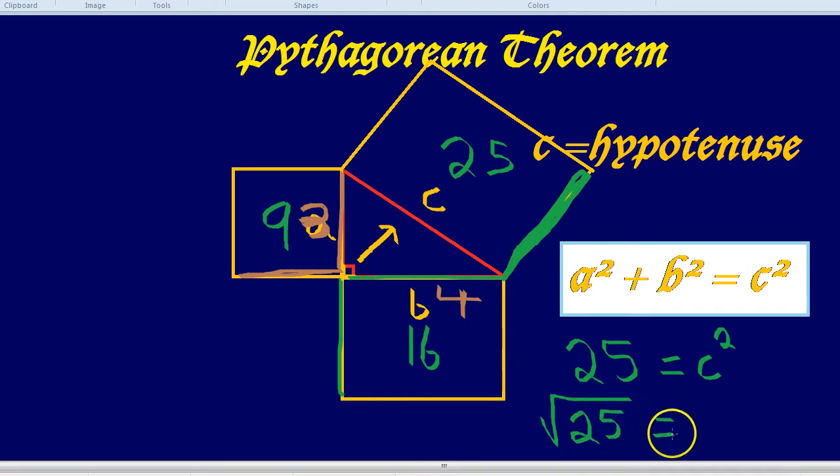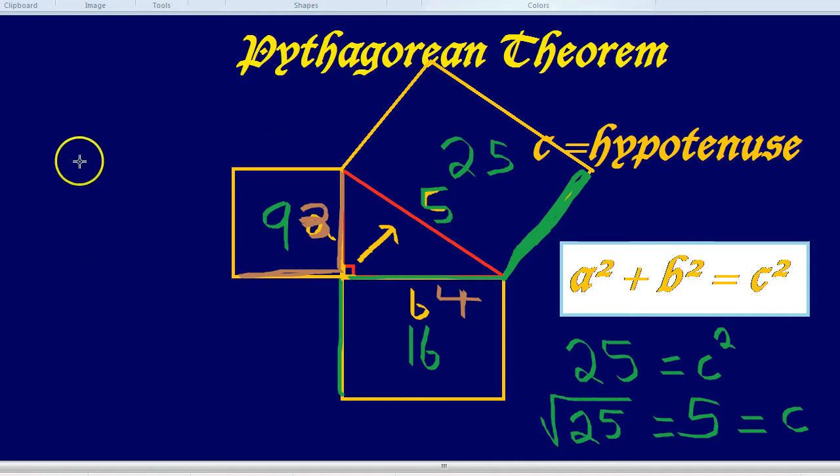The square root of 25 is 5. So if C squared equals 25, C equals 5. In other words, this side here is 5, and we're done. Let's do another example though.